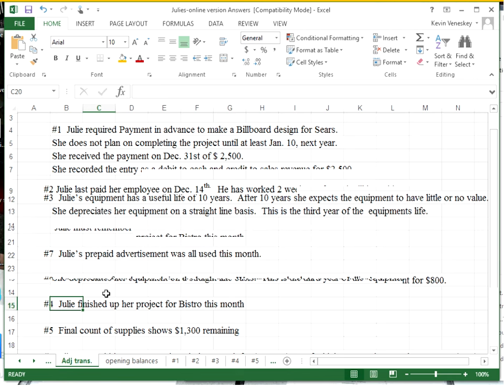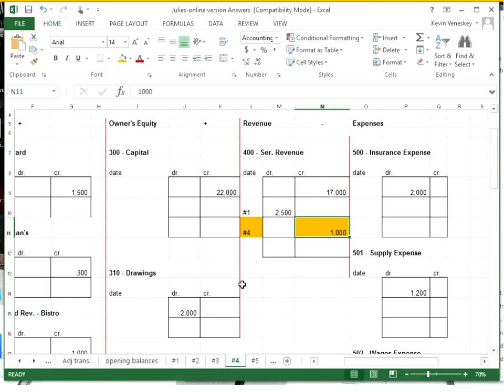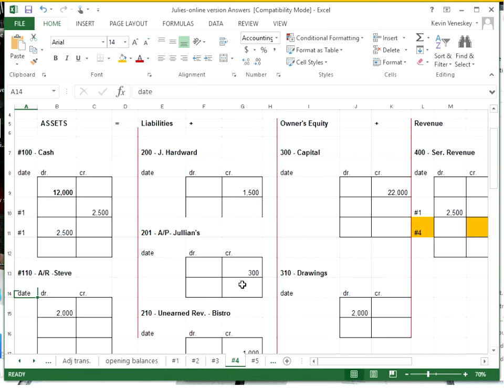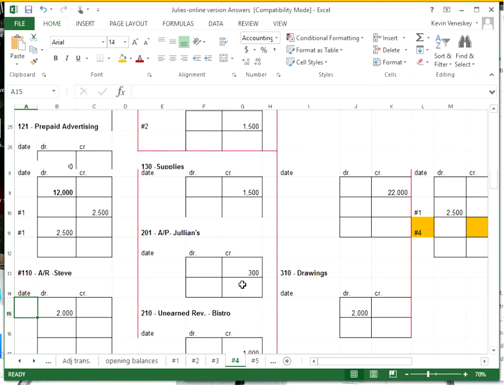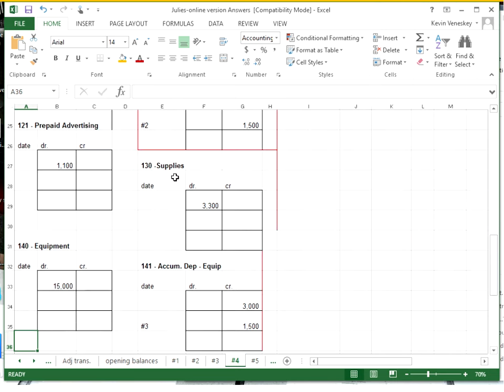Number 5, final count of our supplies shows $1,300 remaining. Okay, let's go back to the one we just did, and let's go find our supplies. Remember my assets, I kind of curve them down because I don't have enough room to list them all in a nice straight line. It would be too long. So the red line here shows the end of my liabilities. We're back with assets. Supplies, I have $3,300 still sitting on my books.